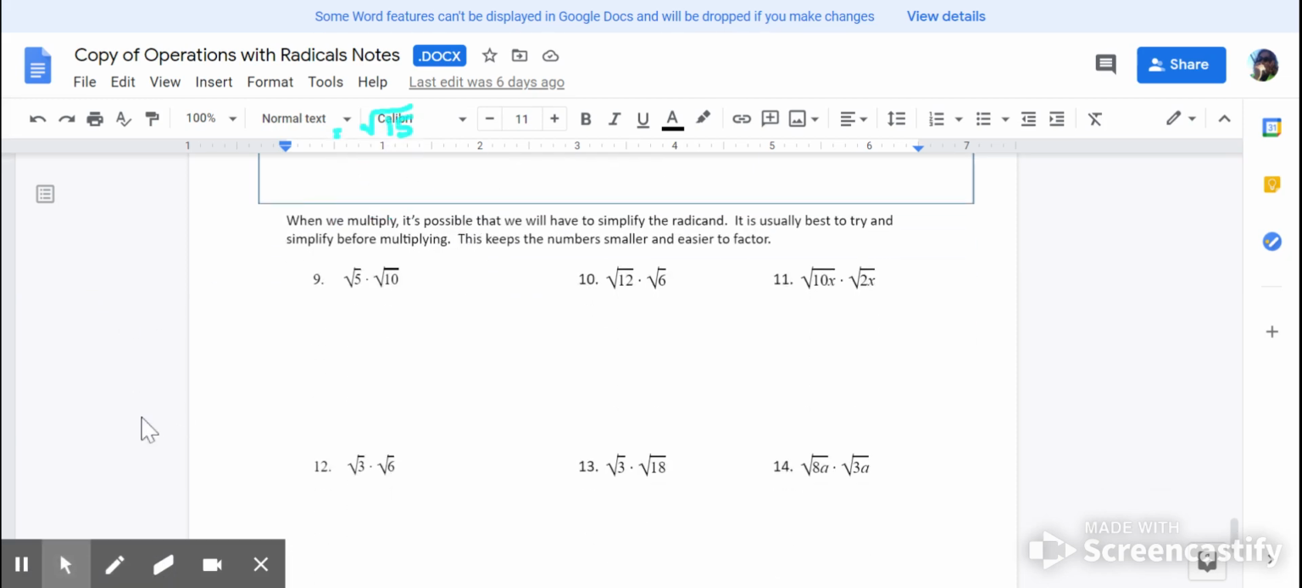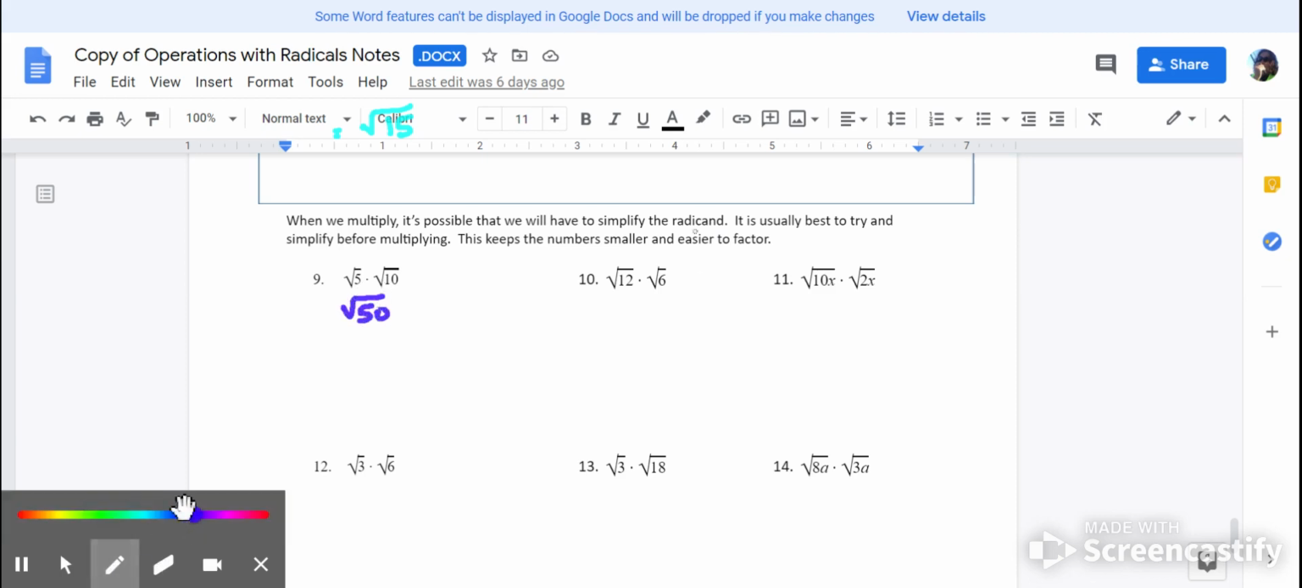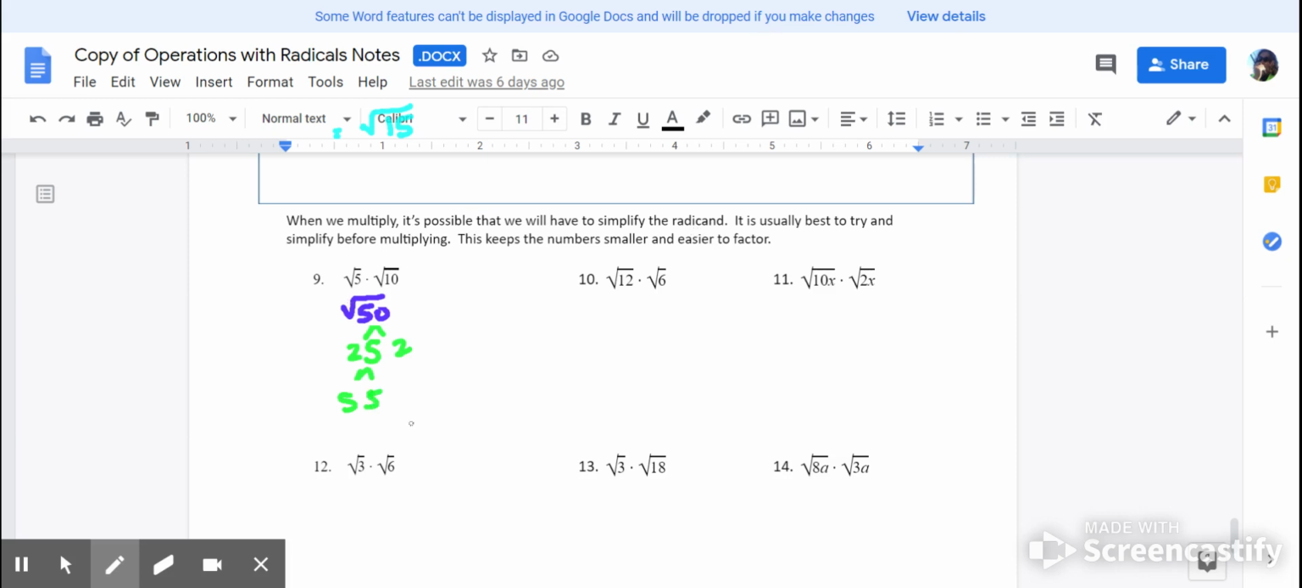I could go through and simply multiply the two numbers inside of the radical. And if I do so, I have 5 times 10, which gives me the square root of 50. And then I can come in and break down 50, get 25 and 2, 5 and 5. So my final answer when I multiply the square root of 5 times the square root of 10 would be a pair of 5, so 5 on the square root of 2, because the 2 is left over.